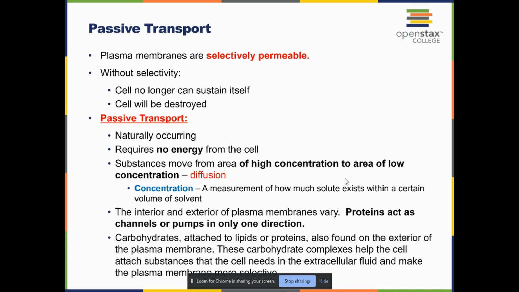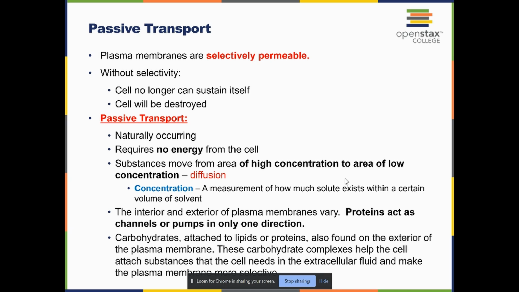So more on passive transport. Passive transport relies on the fact that the plasma membrane is selectively permeable, that some things can get in and some things can get out, but not everything. This allows the cell to basically sustain itself. A cell that doesn't have selectivity wouldn't be able to make sure that it got certain food products inside or got rid of waste products.